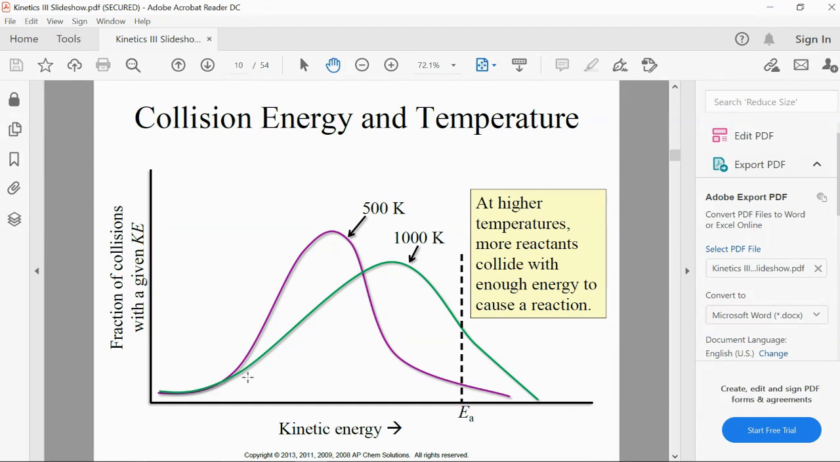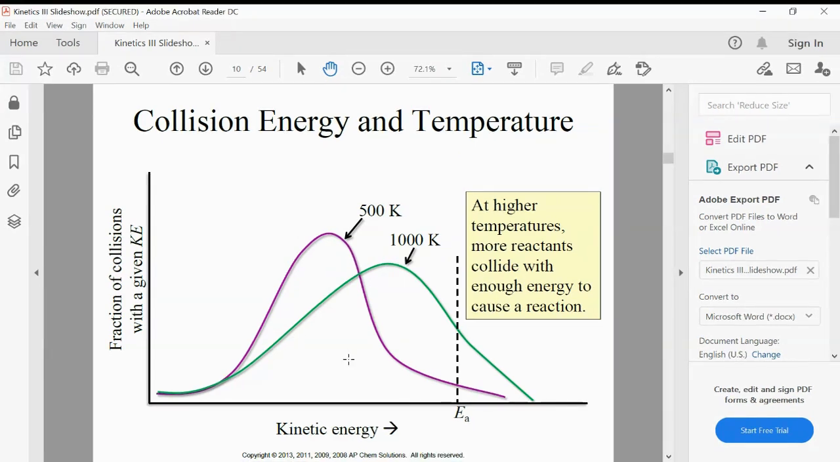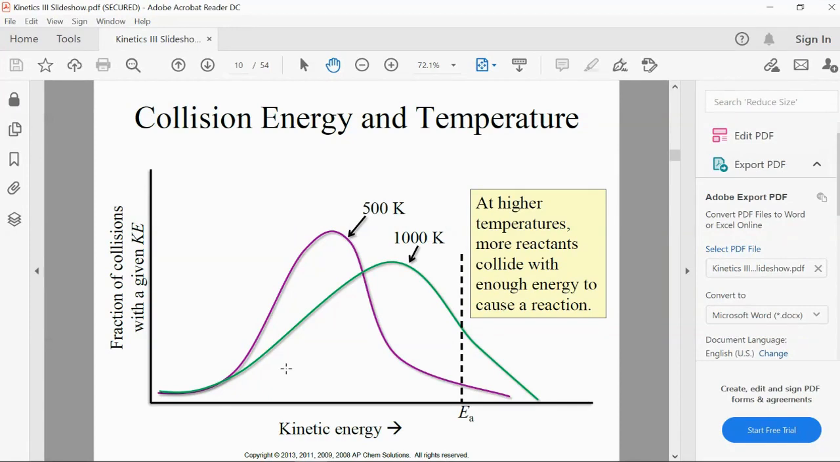Okay, this is an important concept for you guys to understand. This is called a Maxwell-Boltzmann distribution, and I sure wish I could draw on this, but I can't in the program I'm using. But what you have to imagine is the area under the curve. So let's just talk about this green line. The area under this curve represents all of the molecules, all of the reactants that are colliding. Same thing with the purple. The area under that curve represents all of the reactants that are colliding, trying to make products.